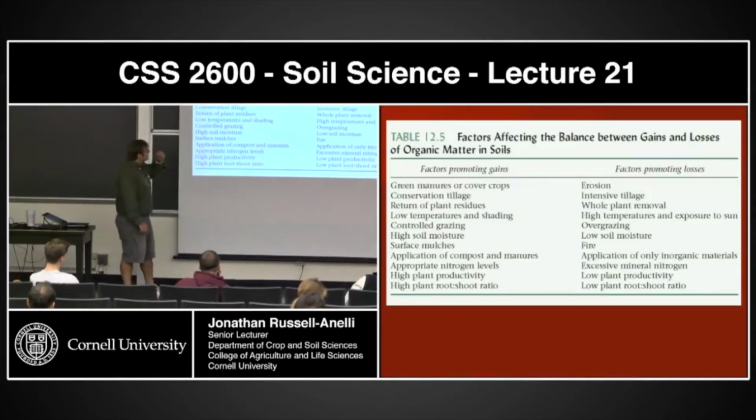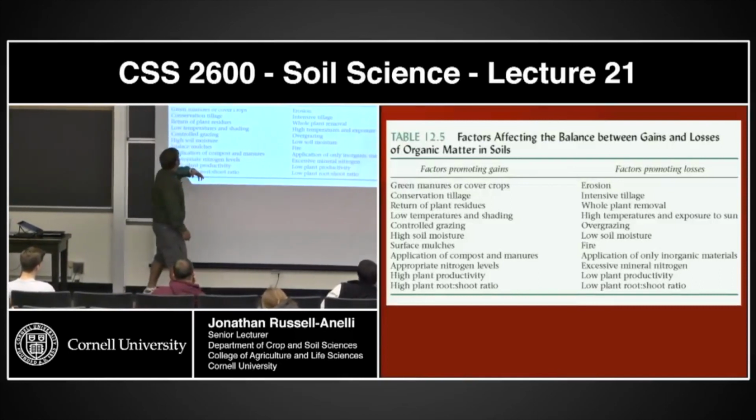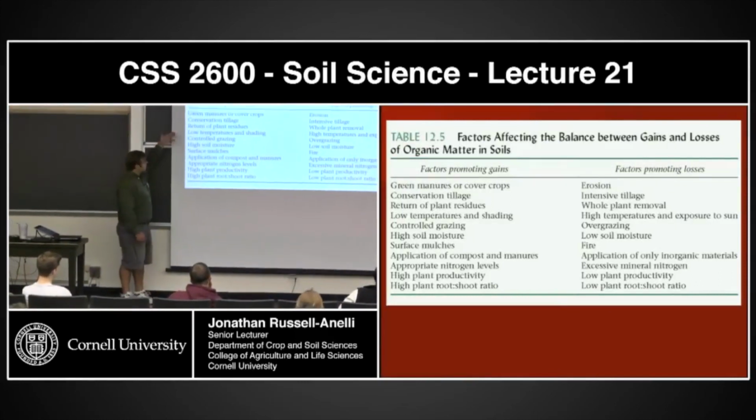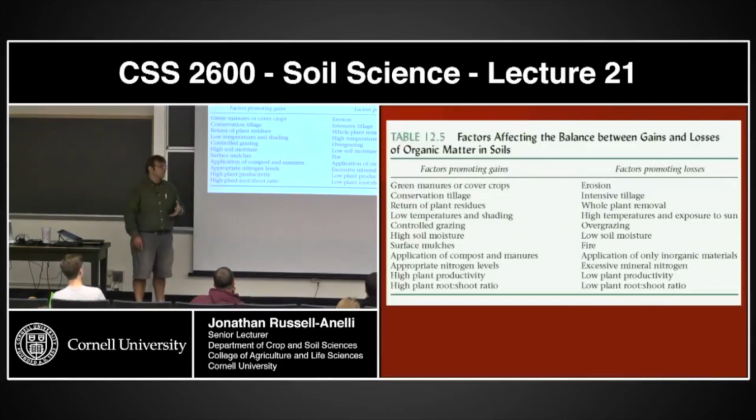So let's actually talk about some factors that you can actually use. Factors that promote gain versus factors that promote losses. It's a long list, and I don't really want to read through all of these, but you're really looking at any type of process that will increase the primary production. You could also throw in things that would decrease decomposition, but really most of the management strategies that we think of are strategies that increase production, increase organic matter accumulation.